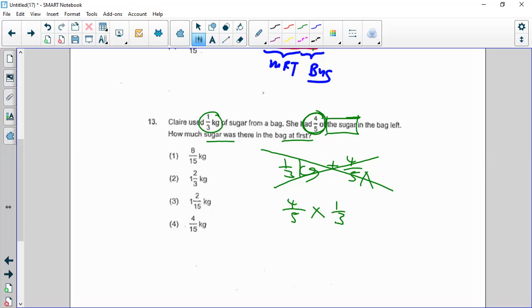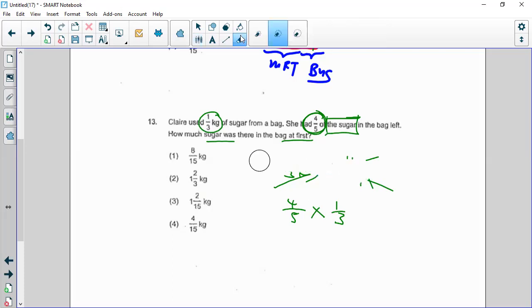So Claire used 1/3 kg of sugar, and then she had 4/5 of the sugar in the bag left. Okay, let me just erase something here. Let me just erase all this. Okay, she had 4/5 of the sugar in the bag left.